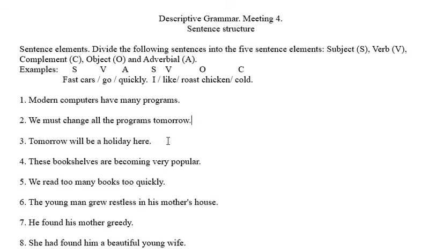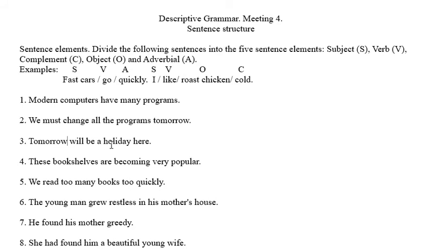Sentence number 3. Tomorrow will be a holiday here. Now here, tomorrow over here was an adverbial. Down here in number 3, tomorrow is not an adverbial. We've got tomorrow will be. Okay. Will be is obviously the verb form. Tomorrow is the subject of the verb will be. Okay. Tomorrow here is a noun. That's beside the point as far as sentence structure is concerned. Well, it's important, but we're not looking at parts of speech. We're looking at parts of sentence. So tomorrow is the subject, S. Will be is the verb.